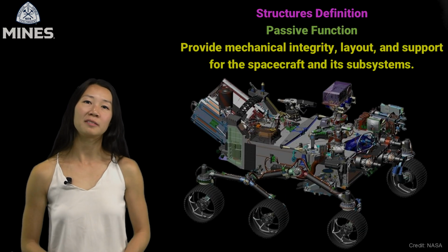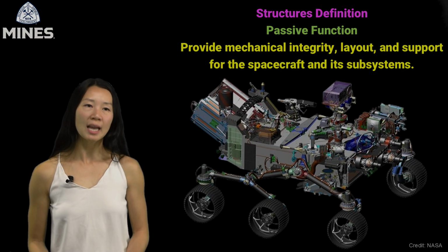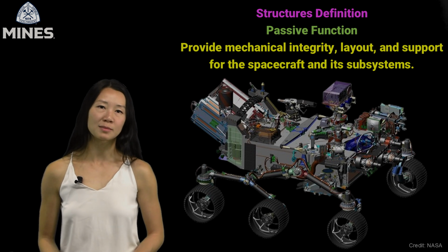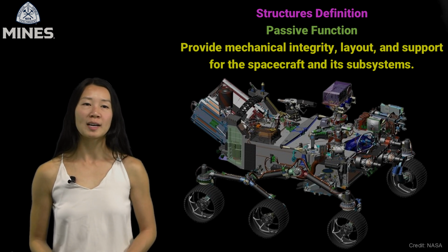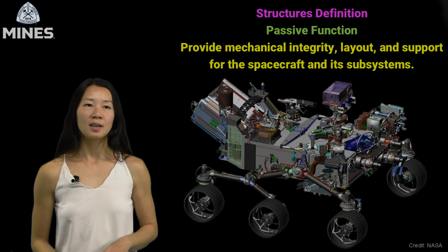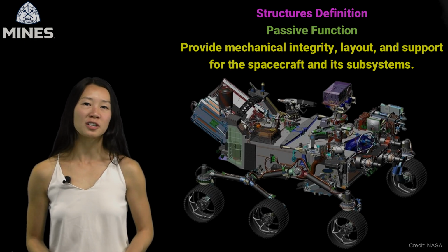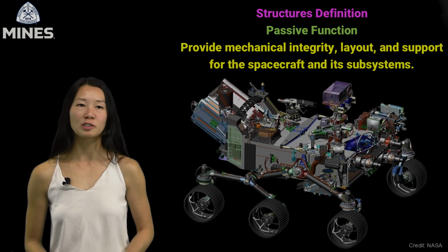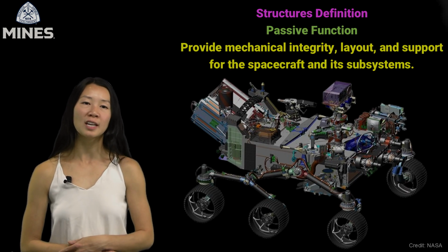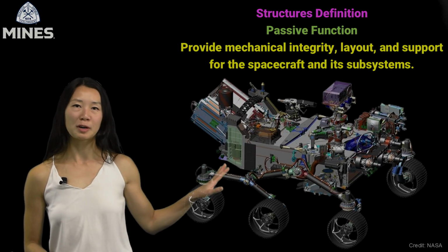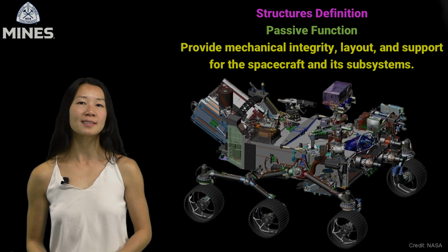The structures part of the subsystem is to provide mechanical integrity, layout, and support for the spacecraft and its subsystems. Spacecraft structures are organized into three different levels: primary, secondary, and tertiary. For a biological analogy, think bones for primary structures, connective tissue for secondary, and skin or clothing for tertiary. Let's use the Mars 2020 or Perseverance rover as an example.